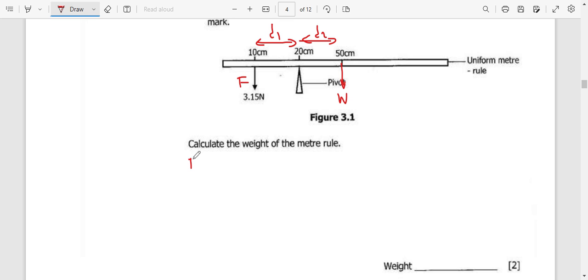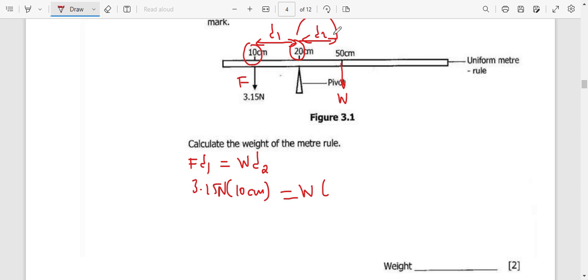So we're going to say F multiplied by D1 should be equal to W multiplied by D2. So F, that is 3.15, multiplied by d1. This is moving from 10 to 20. What's the distance? 20 minus 10, that is 10 centimeters. Okay, this one is in newtons. That is going to be equal to W multiplied by D2.